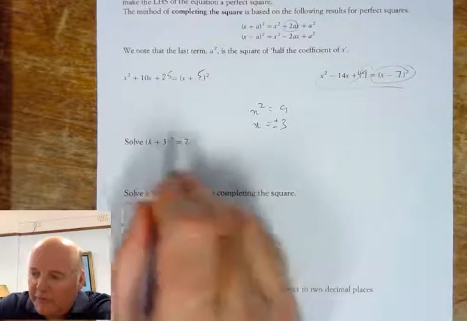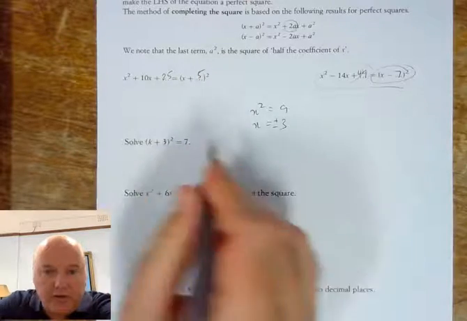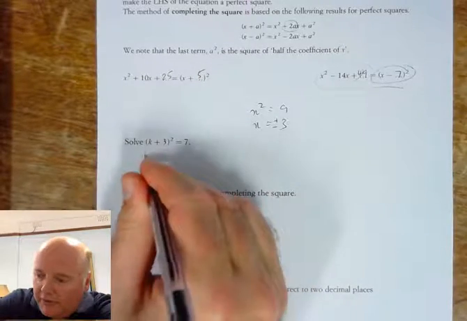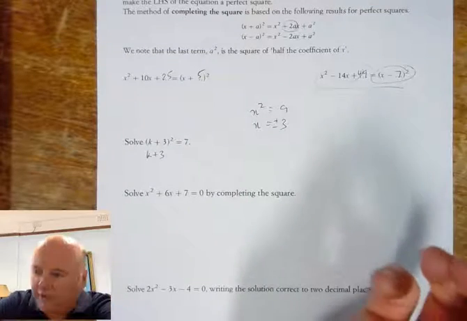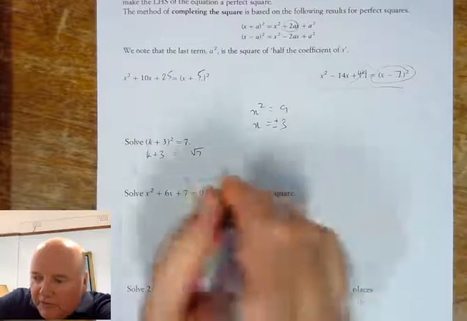So instead of it being x squared, it's k plus 3 all squared. So what do we do to find the k? Well, we can square root both sides. So if you square root both sides, the square root of k plus 3 squared is just k plus 3. The square root of 7, we don't know what it is, but we just need to write the plus or the minus.